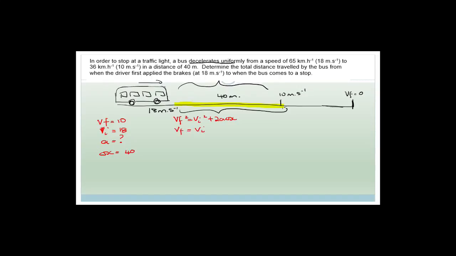Vf is equal to Vi plus a delta t. Delta x is equal to Vi delta t plus a half a delta t squared. And delta x is equal to Vf plus Vi over 2 delta t. Okay, so what do we want? We've got the final velocity, we've got the initial velocity, we've got displacement, we want acceleration, we need to use that equation there. So we're going to go Vf squared is equal to Vi squared plus 2a delta x.